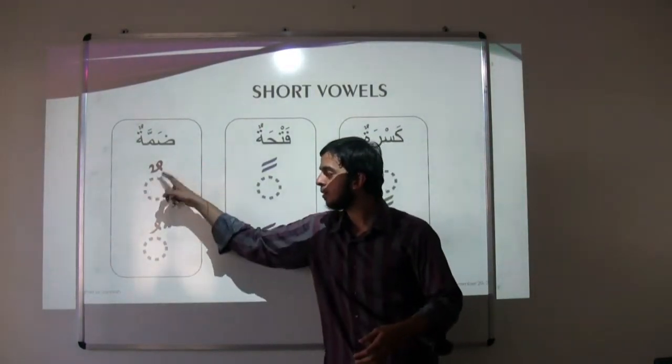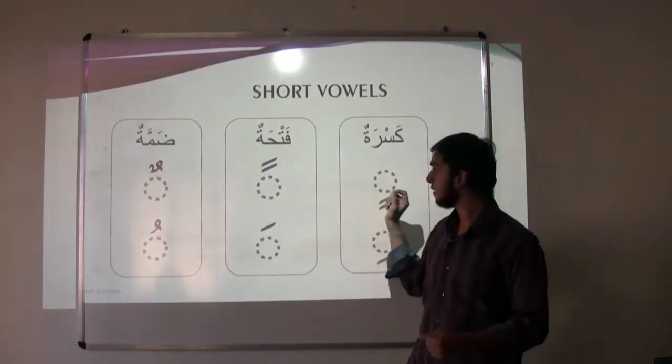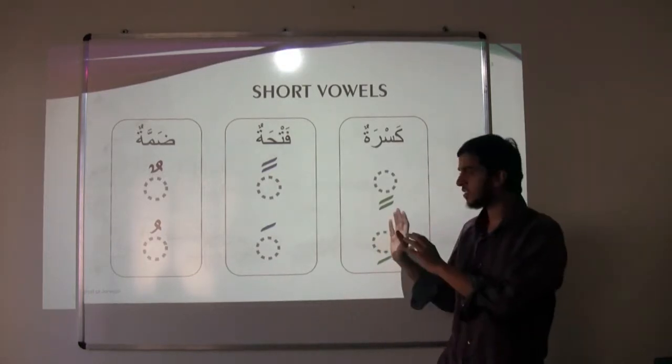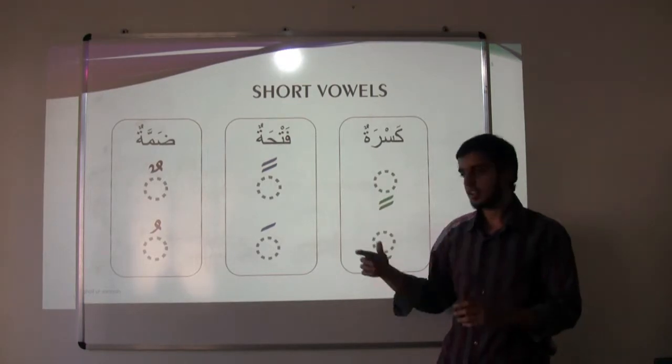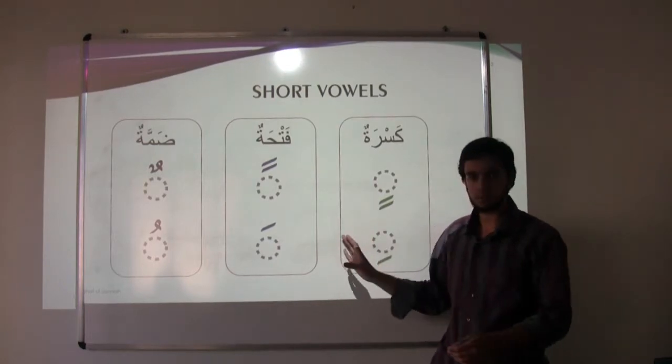Red for double dhamma and single dhamma. Blue for double fatha and single fatha. Green for double kasra and single kasra. Basically, this is just for you to catch the concept while you read it. This is like a color code, but I don't think it's found in any book as such. It's a concept.